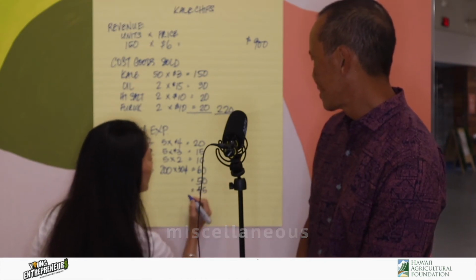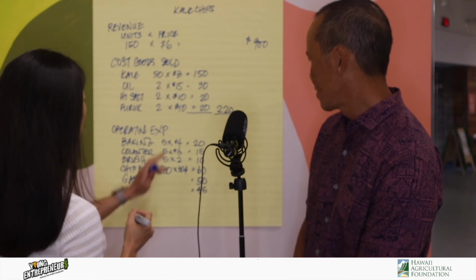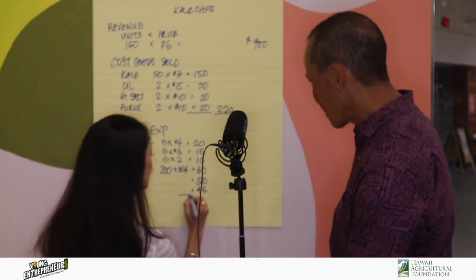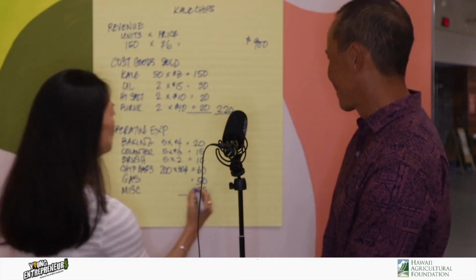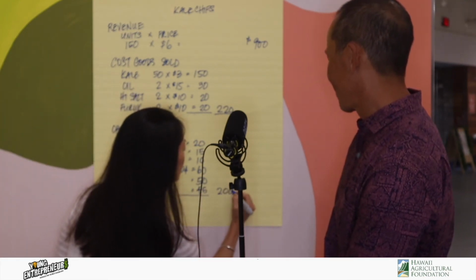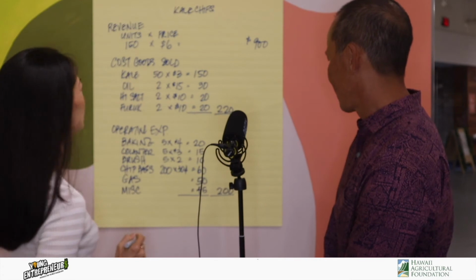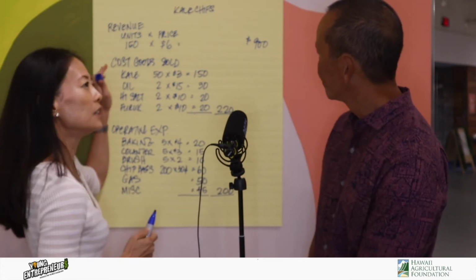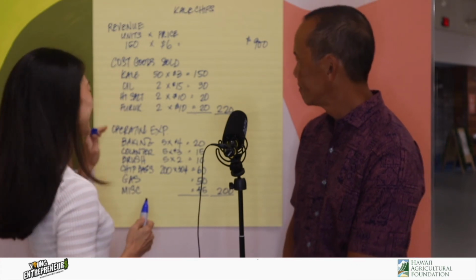Okay. So that's looking like we covered it all. So I'm going to subtotal that. I think it comes up to 200. Perfect. 200. All right, so now we've got our 3 key items. We've got revenue, cost of goods sold, and operating expenses.